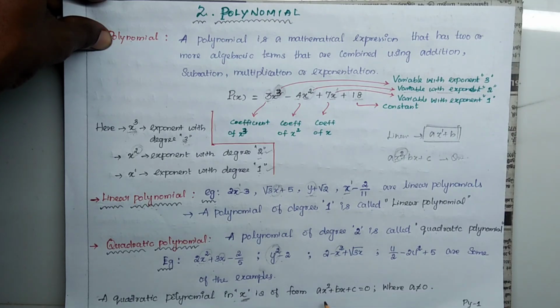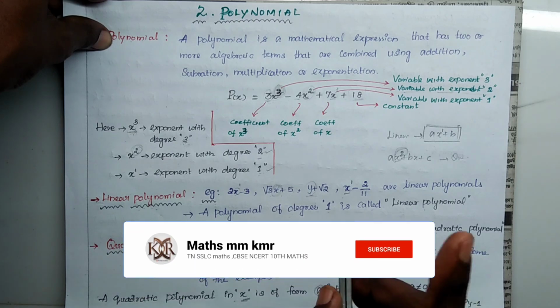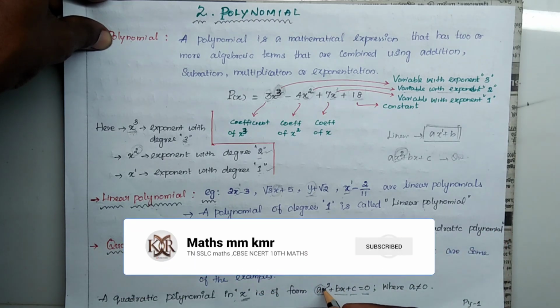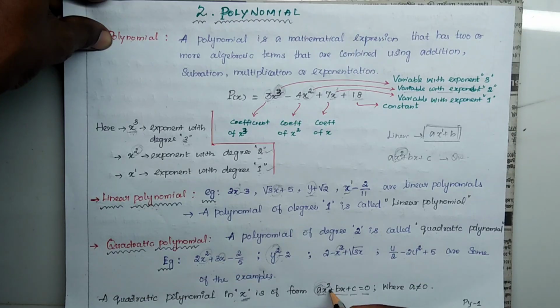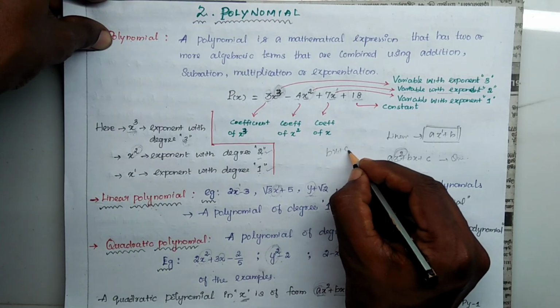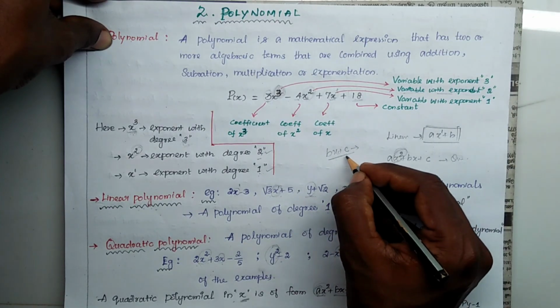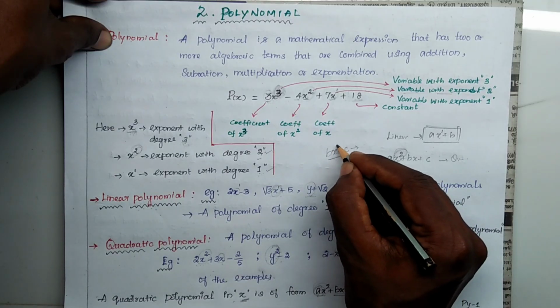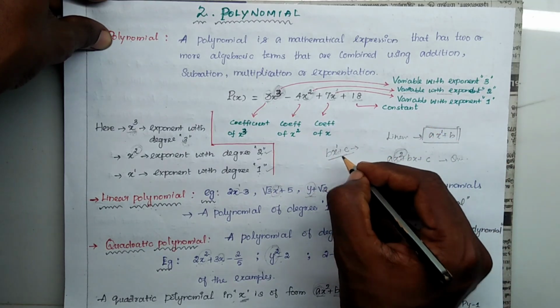In the equation ax square plus bx plus c equal to 0, the value of a is never to be 0. If a becomes 0, the whole first part becomes 0 and we have only bx plus c. So if a becomes 0, the equation becomes bx plus c. This gives only a linear equation, a linear polynomial, because the power of x is only 1.